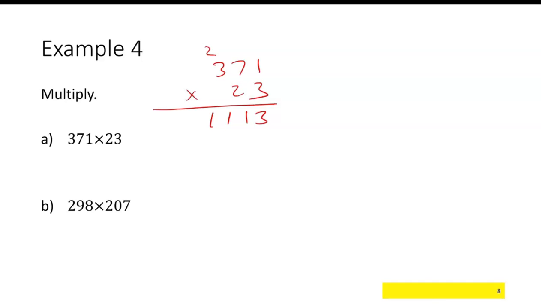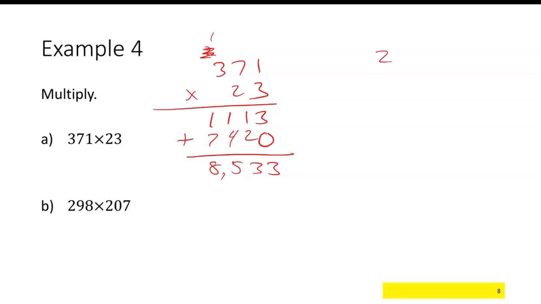And then the next one over, think of it as 371 times 20. So that means I'll automatically put the 0 there, and then go 2 times 1 is 2. 2 times 7 is 14. And then 2 times 3 is 6, plus 1 more is 7. And then as the last step, I'll add these, 3, 3, 5, and 8. So 371 times 23 is 8,533.